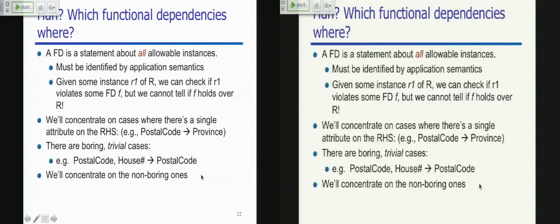We can have boring, trivial functional dependencies. So we can say that if you know postal code and house, you know postal code. Right? So if I know postal code and house, I know postal code. Doesn't really seem to be interesting because I'm saying I already know this. Given that I know this, I know this. So there are a bunch of trivial functional dependencies that we don't really care about. Rather, we're going to concentrate more on the non-boring ones and find those in our databases.